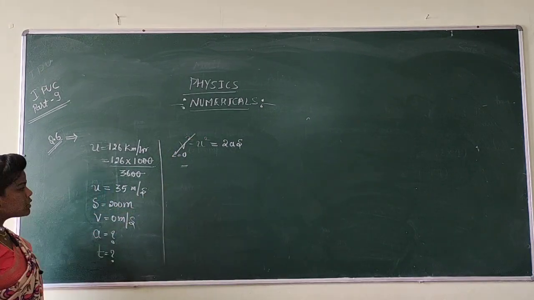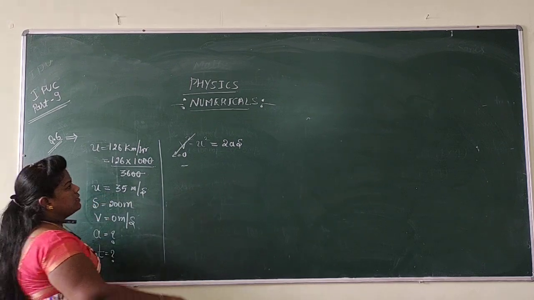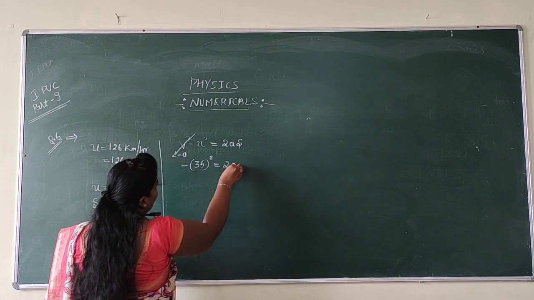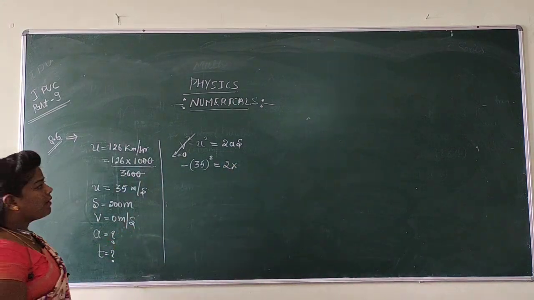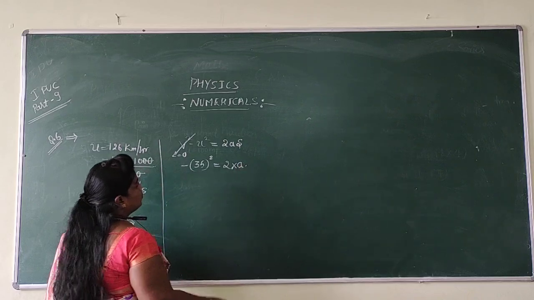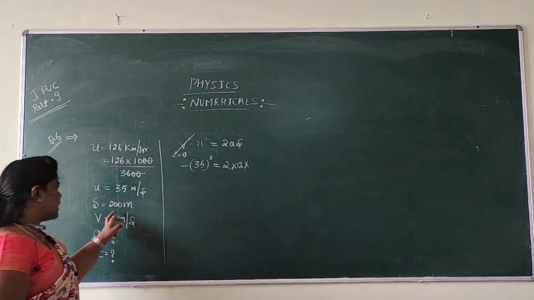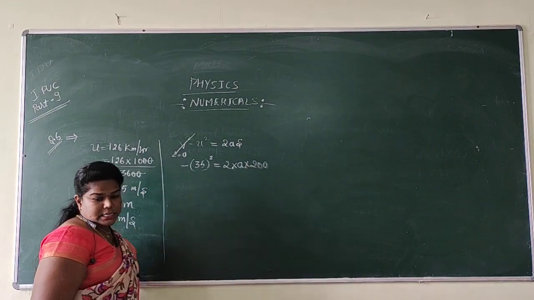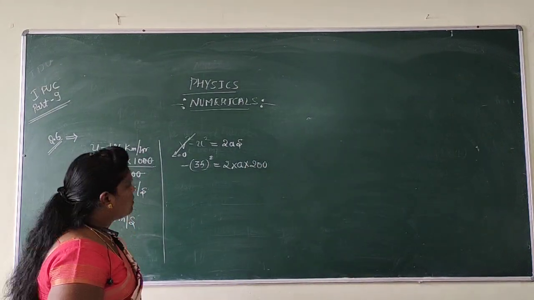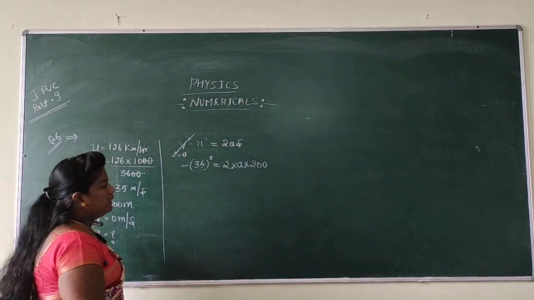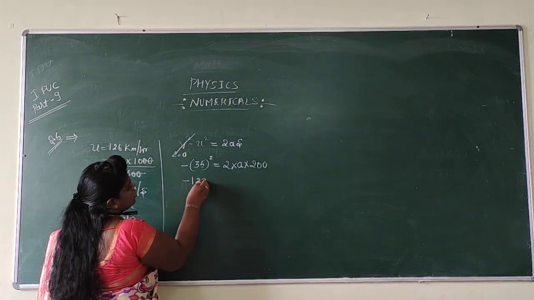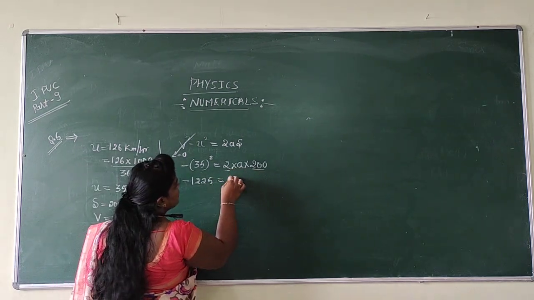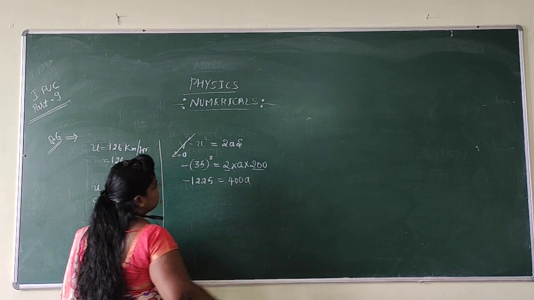Now, minus u square. u is 35. So minus 35 square is equal to 2 into a. We don't know a, so write a as it is. And into s, s is equal to 200. Dear students, use your calculator and calculate that. What is the value of 35 square? The value of 35 square is 1225, which is equal to 200 into 2 is 400 into a.